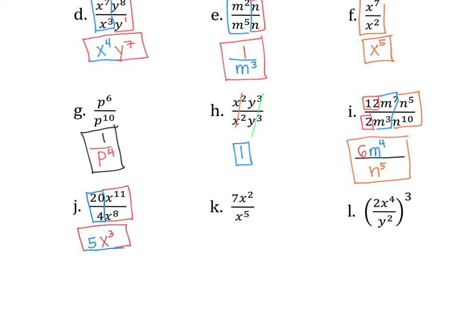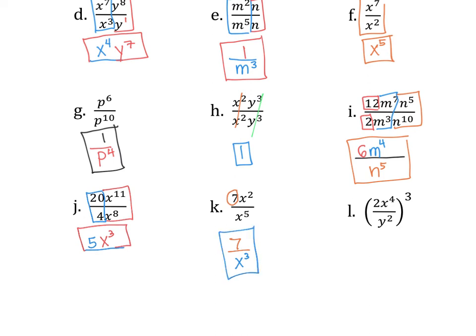Okay, let's look at k. K has a 7 at the top, but there's nothing else, so I'm just going to keep a 7 at the top. Okay, now I'm going to look at the x's. The higher exponent for the x is at the bottom. There are 5 at the bottom. If I subtract 2 or cancel 2, I'm left with 3.